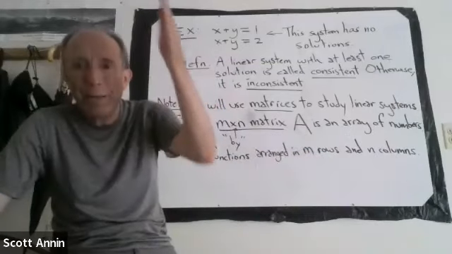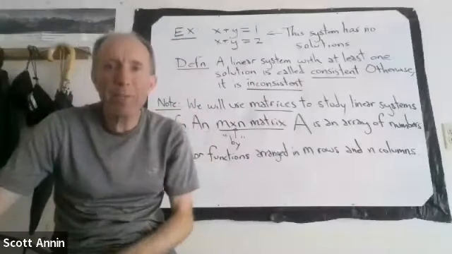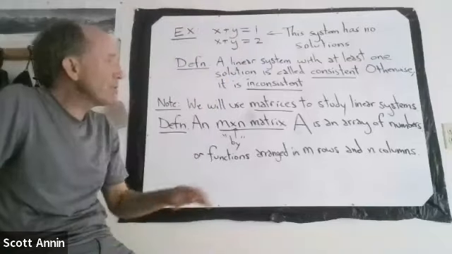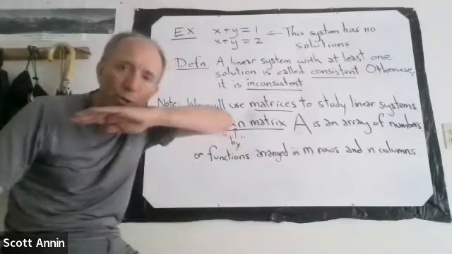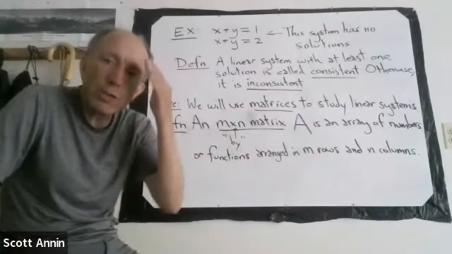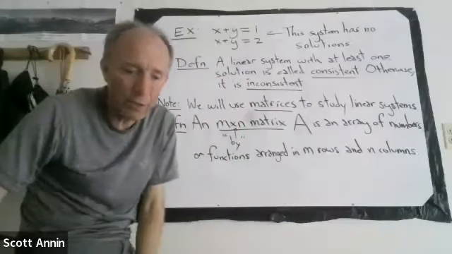The columns are going up and down. So we have to keep this straight. Sometimes rows and columns can get a little bit twisted up in our heads. So just to keep it straight again, the rows go horizontally, m of those, and the columns are arranged vertically, and there are n of those.